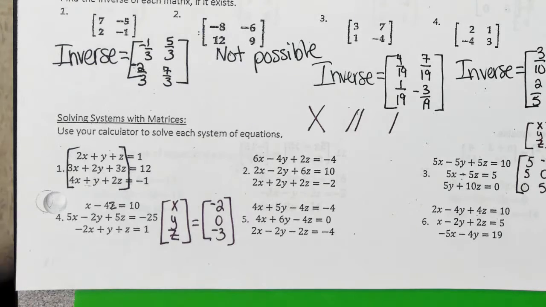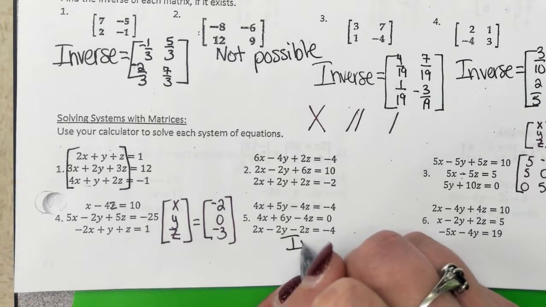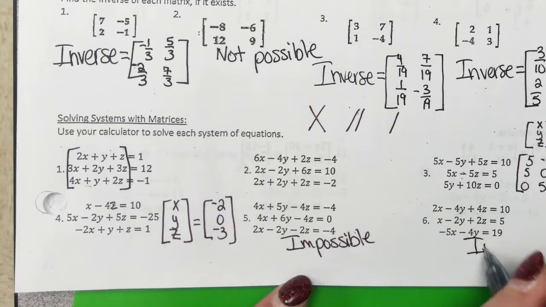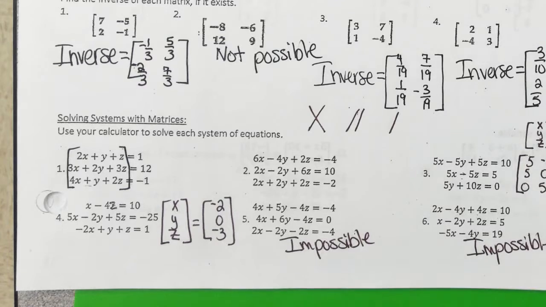All right, what about 5 and 6? What'd you get on 5 and 6? Impossible. No solution. Very good. Or inconsistent, okay? It's impossible for us right now because you don't know enough math yet. But they will later be possible for you.